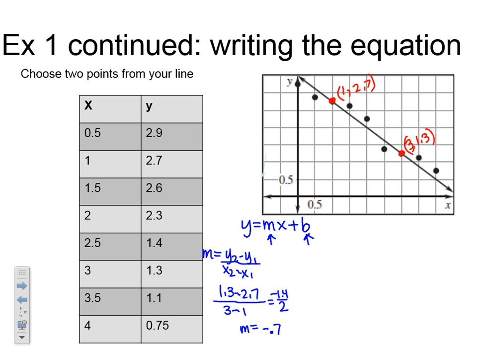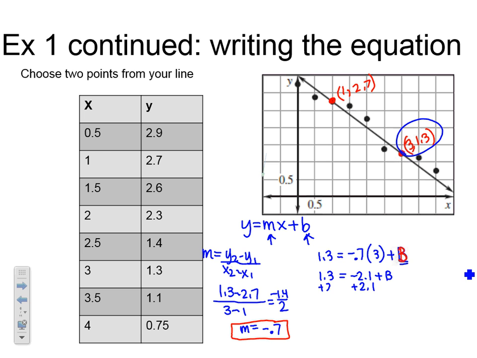So that's my slope. Now that I have my slope, I need a y-intercept. How do I do that? I use one of those random points. I'm going to use 3 and 1.3. So I'm going to use 1.3 as my y. My m is negative 0.7. My x value is 3. And I am going to solve for that b, that y-intercept. Okay, negative 0.7 times 3 is negative 2.1 plus b equals 1.3. Add 2.1 to both sides, and I get 3.4 equals b.